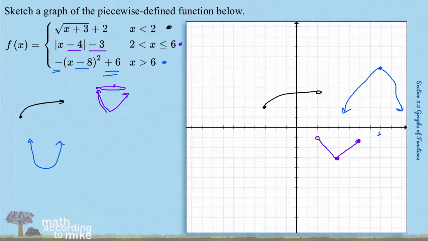We want it to be x greater than 6, which we said was right here. And as before, because it's greater than, we put an open circle. Boop. If you had to find f of 6, you would use the second piece because the second piece is defined at 6, not the third piece.